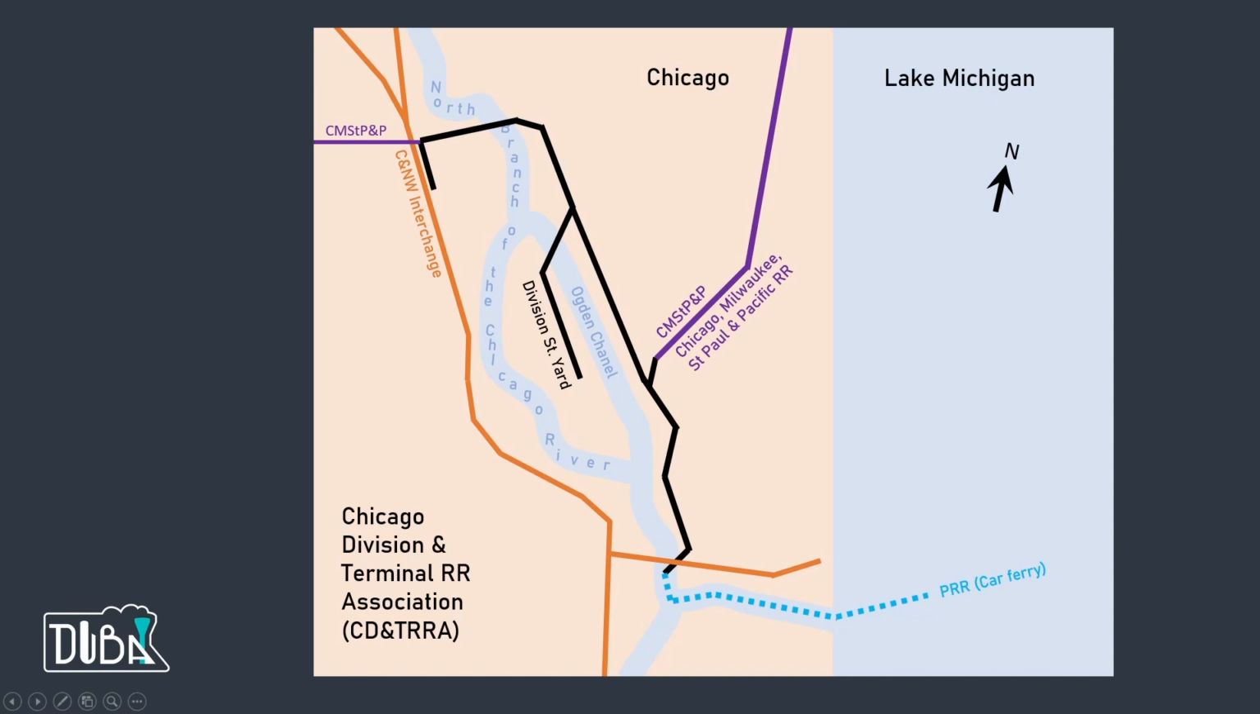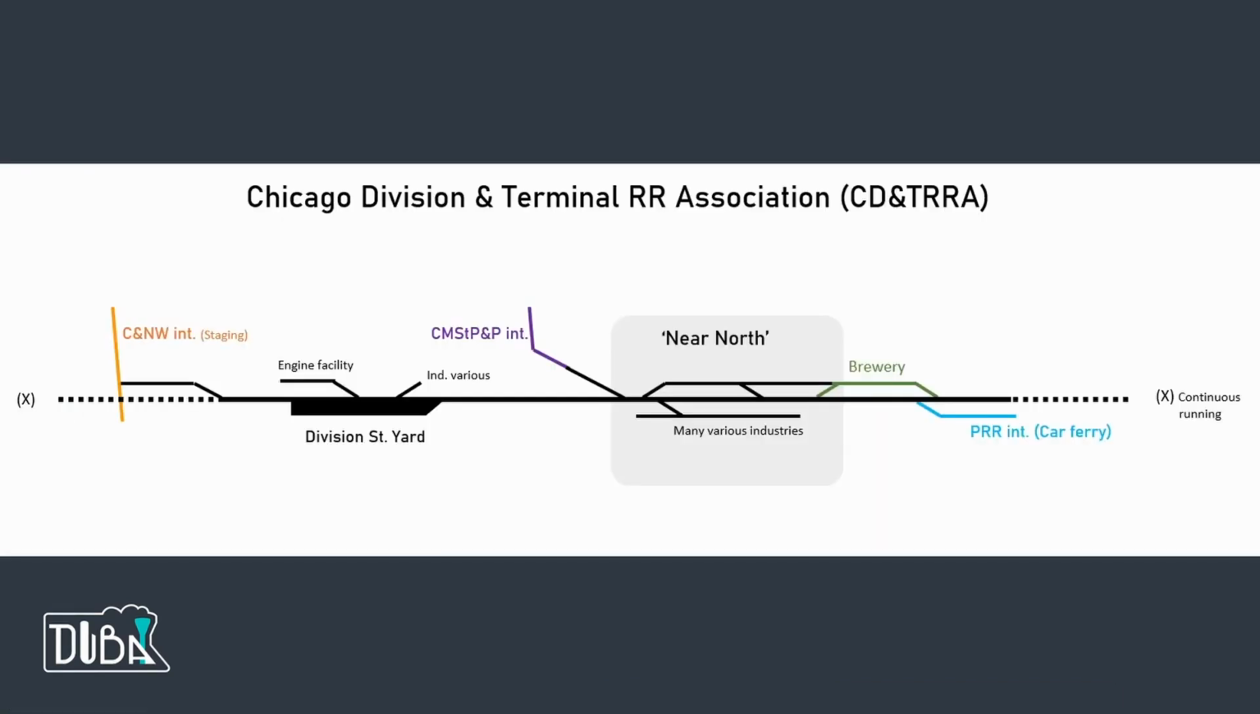So what does this look like in a line diagram? Well, it's very simple, just like this. So we have the CN&W interchange at the start, and then we have the Division Street Yard, and then we have the CM, St. Paul and P interchange. Then we have a section with the street running urban setting. I'm not going to call it the Kingsbury because, again, I'm not modeling that, so I'm going to call it Near North.